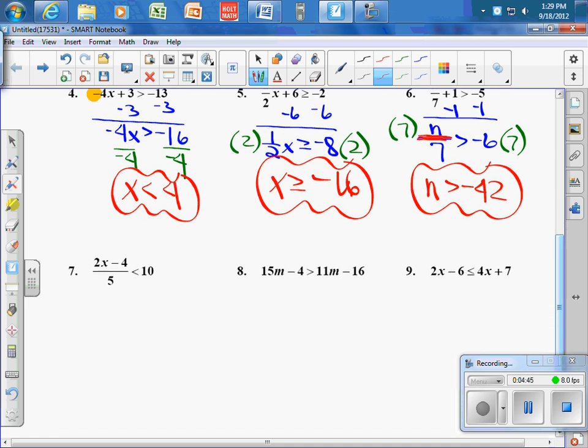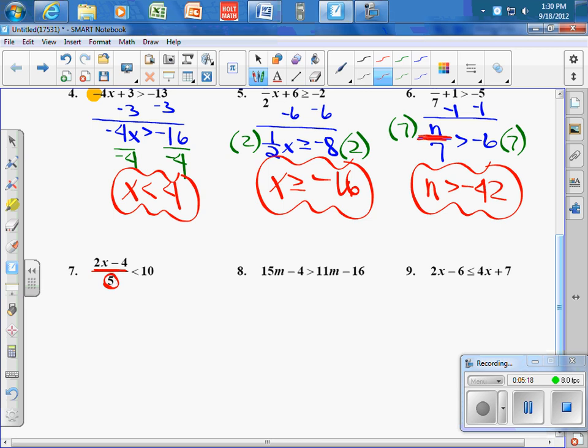Now in number 7, in order to isolate the variable x, I need to get rid of the 2, this minus 4, and the divide by 5. The rule, as I've explained before, is to start with, of those three numbers that we need to get rid of, the one that's farthest away. Well, of the 2, the minus 4, and the 5, the 5 is farthest away. That's the one we're going to cancel out first.